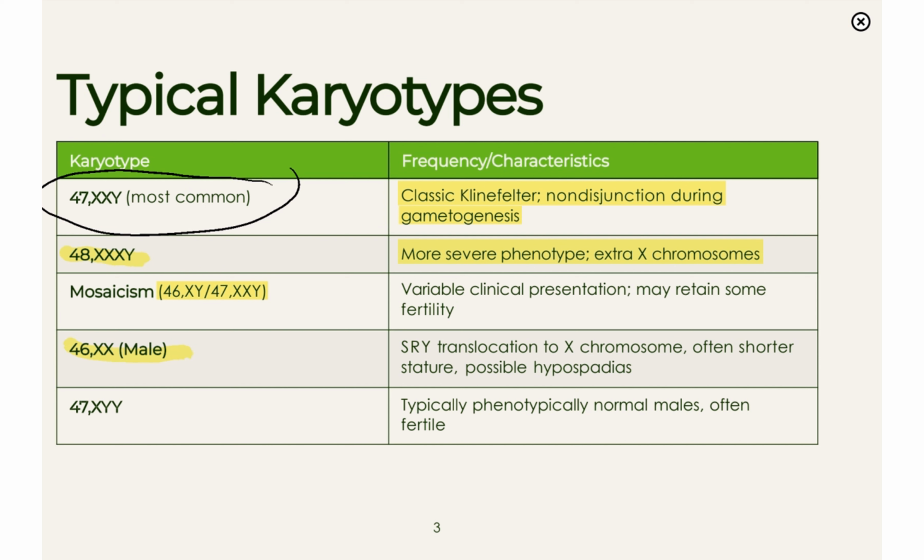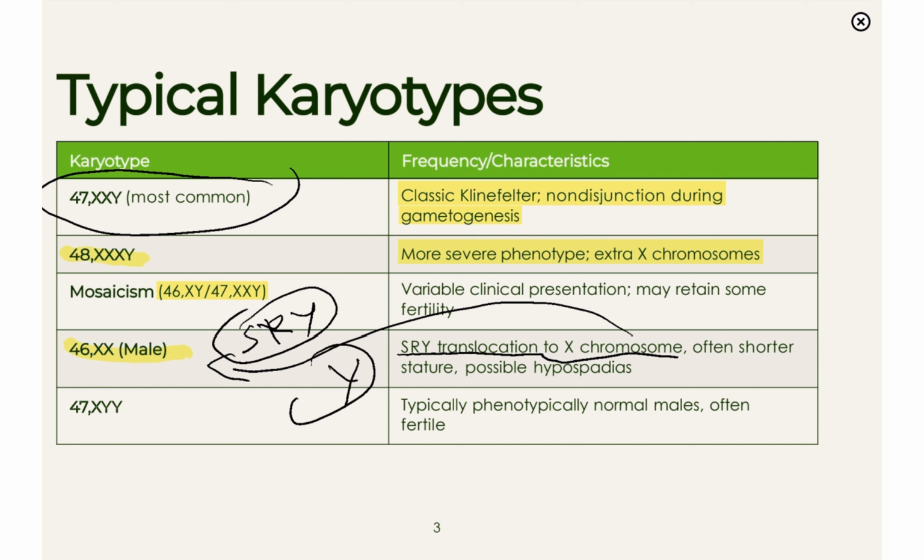And then there's 46XX, which is actually a male. So you might say, well, where is the Y chromosome then? And it's important to realize that there's actually a translocation of the SRY from the Y chromosome to the X chromosome, and this is what allows them to have the male phenotype. So 46XX males are present. Phenotypically they look like males, but they do have a 46XX karyotype.